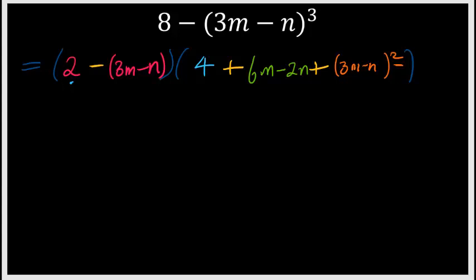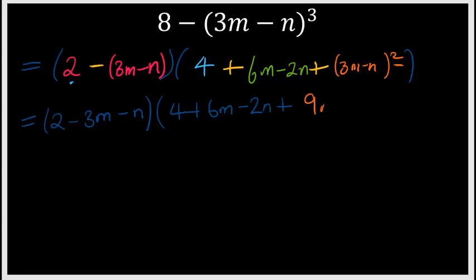And then normally we'd be finished here, but because of the square over here, we have to expand that. So our first bracket is as simple as it gets. We have 2 minus (3m minus n). Our second bracket is 4 plus 6m minus 2n plus. Now let us expand the square bracket. (3m) squared is 9m squared. 3m times minus n is going to be minus 3mn, times 2 is minus 6mn, and then (minus n) squared is positive n squared.